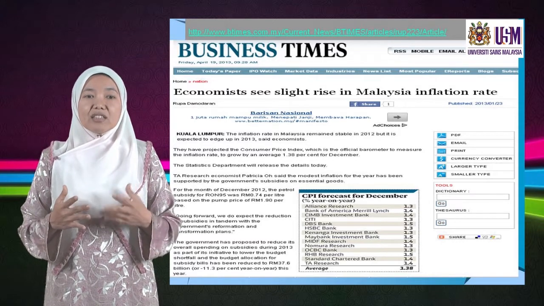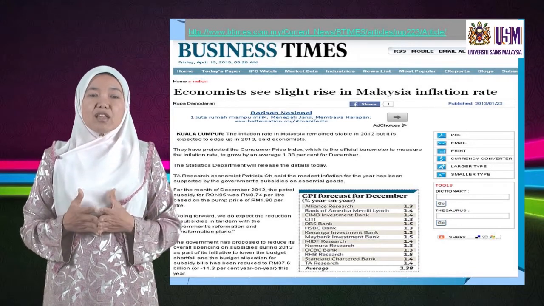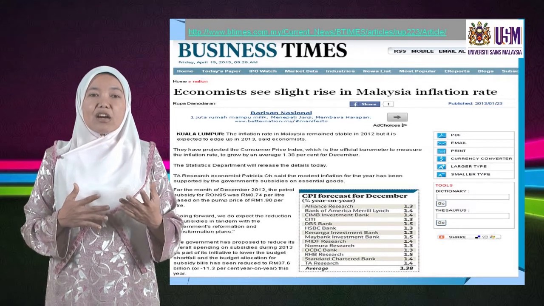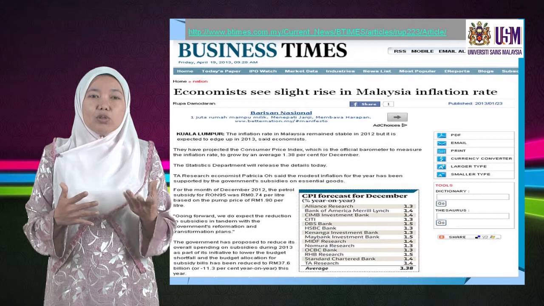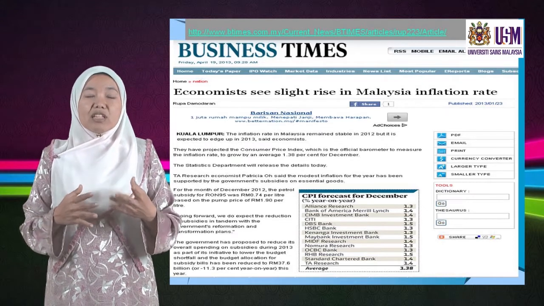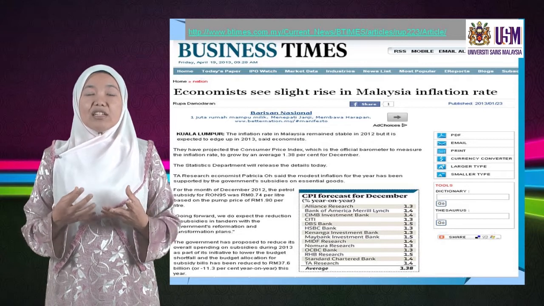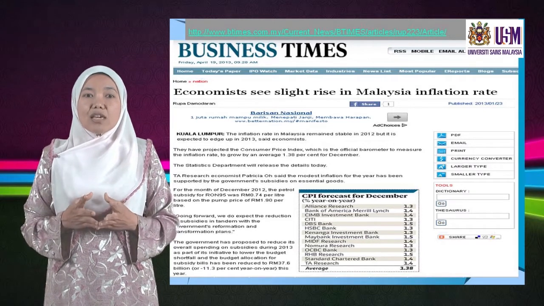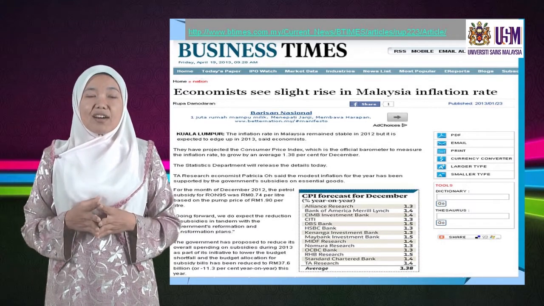The answer lies in the policy makers. For those who have already taken money and banking, you already learned about monetary policy. The government needs to adjust whether to expand the economy or to contract the economy by using monetary policy tools. How do they know whether they need to expand or contract the economy? By looking at the inflation rate, basically looking at the CPI.